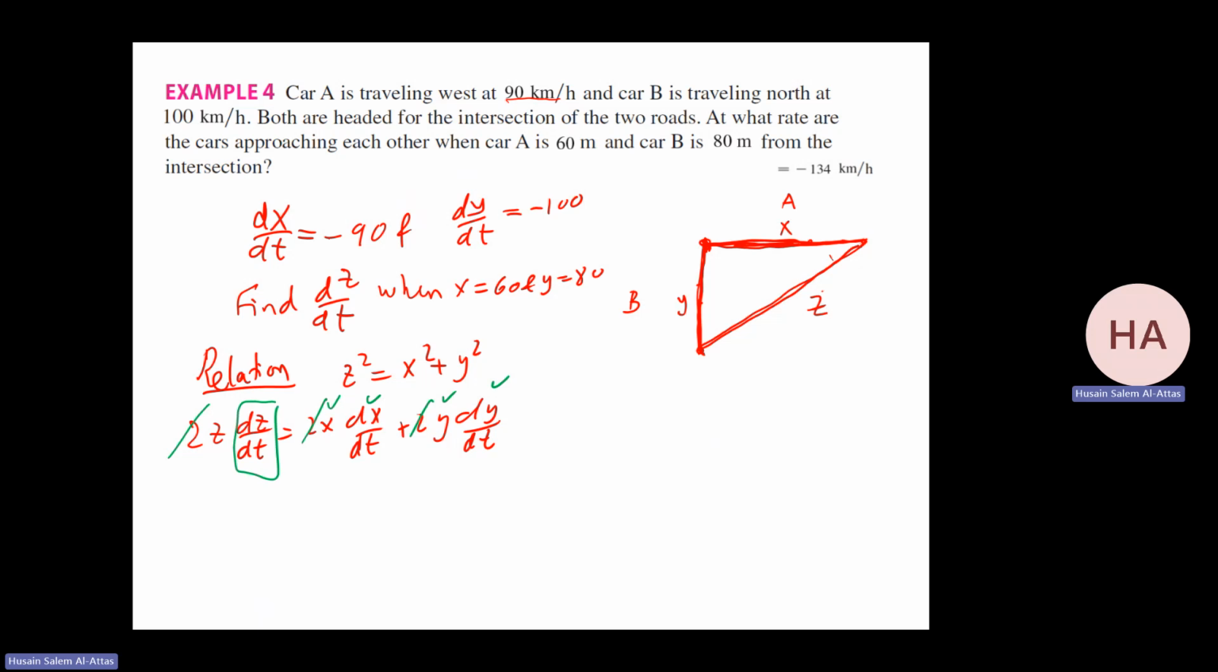Oh, what about z? I can get z from here. Since z squared, x squared is what? 60 squared, which is 60 times 60, plus 80 squared, 6,400, 8 times 8. Yeah. And that gives me what?